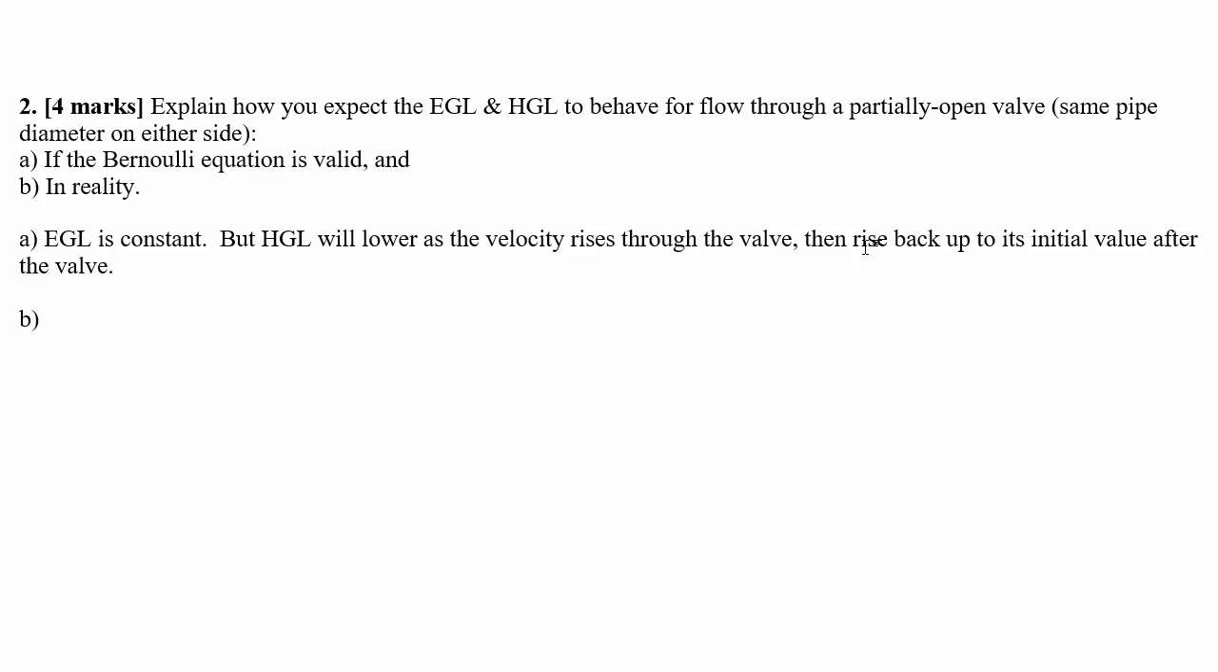In reality, though, there are losses across the valve. With losses, EGL will drop across the valve, especially during the expansion. Expansions are a lot worse for energy losses than contractions. So most of the losses happen as the fluid is leaving the valve and going back into the reservoir from its faster velocity.